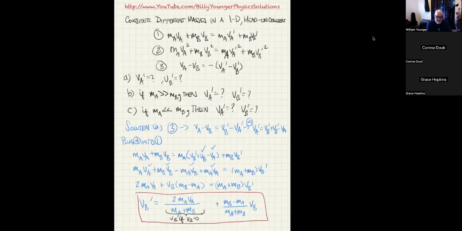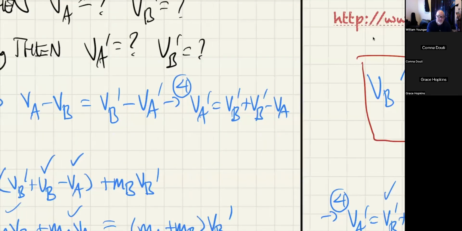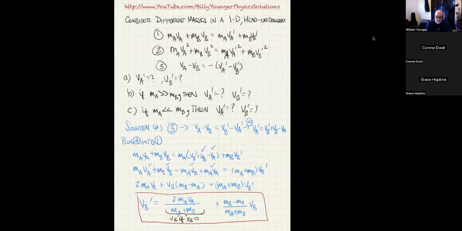Okay. I'm looking at this right now to see if there's any errors in there. It looks like I copied it correctly. Yeah, I did it correctly in the line where it says plug 4 into 1. I actually put that in correctly, VB prime plus VB. It's just for some reason I did not do it correctly right there. So I'm going to take this little thing and get rid of it. Okay, so this all worked.